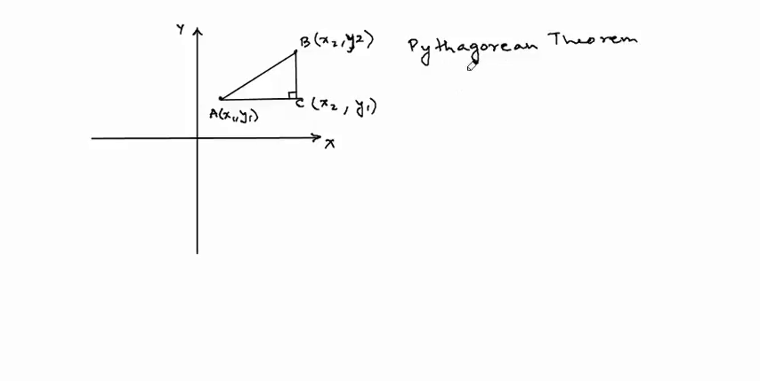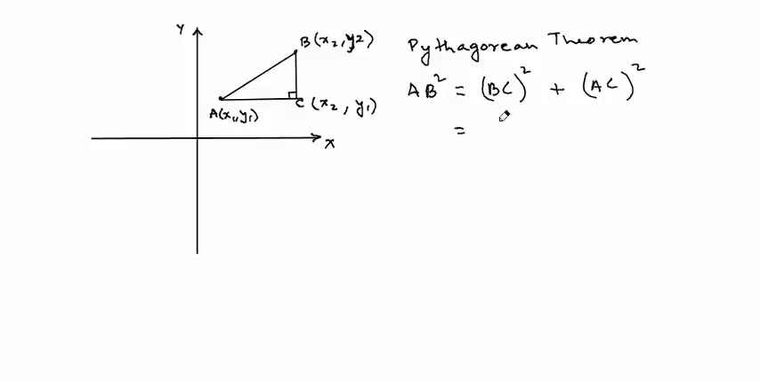Pythagorean theorem tells us that in a right triangle, the square of the hypotenuse, so in this case AB square, is going to be equal to the sum of the squares of the other two sides. So AB square is equal to BC square plus AC square.